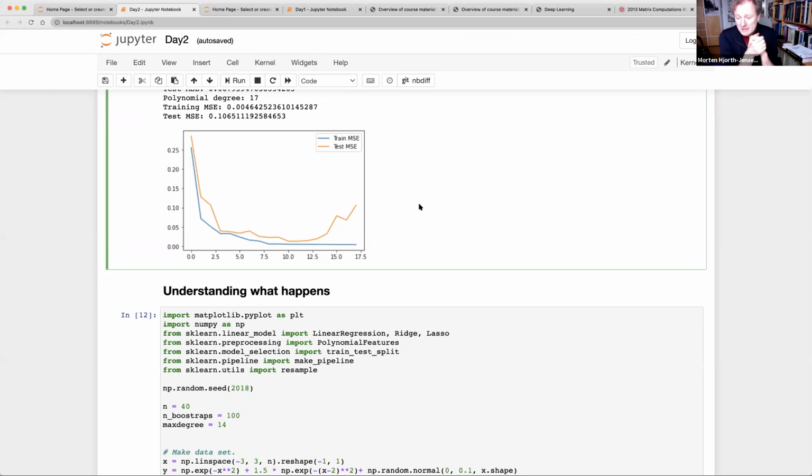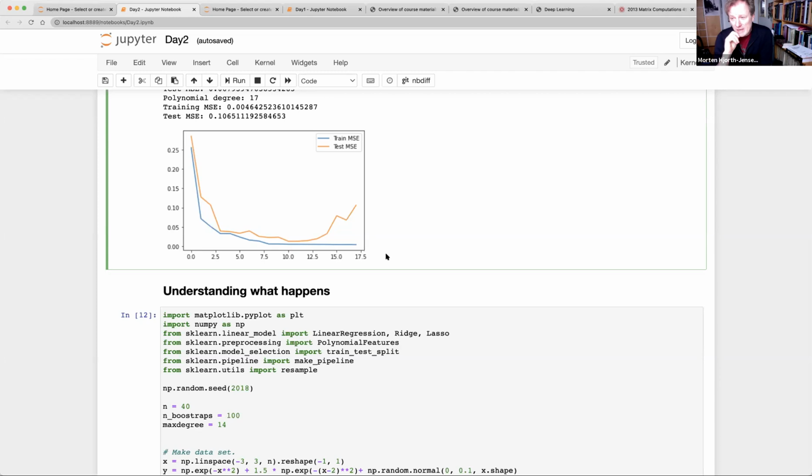Nobody who dares to say anything. So if you look at your train data here, you see that you're getting a mean squared error which is approaching zero. So I'm increasing the complexity, and I can train my model to basically give me a perfect reproduction.